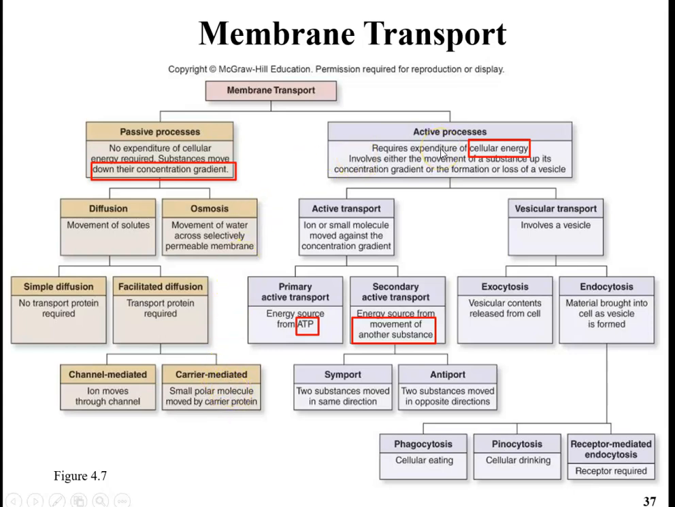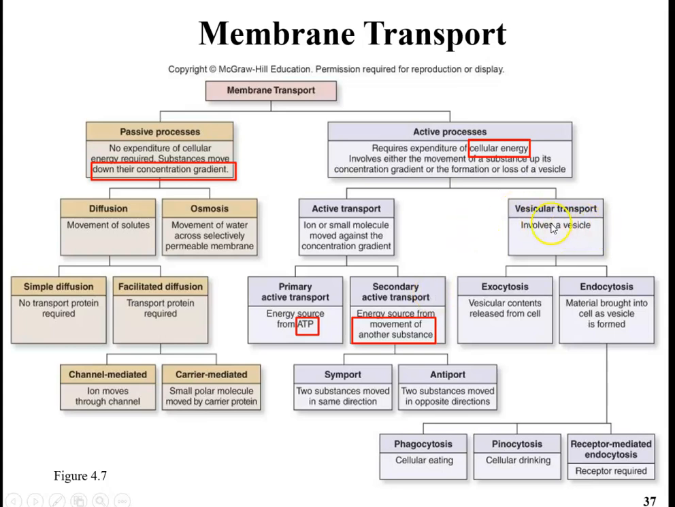Among the active processes, you have active transport or vesicular transport. In active transport, an ion or small molecule is moved against the concentration gradient. You've got primary active transport, which uses ATP for its energy, and you've got secondary active transport, which uses energy from the movement of a second substance. And that movement can be either in the same direction, so that would be a symporter, or in the opposite direction, that could be an antiporter.